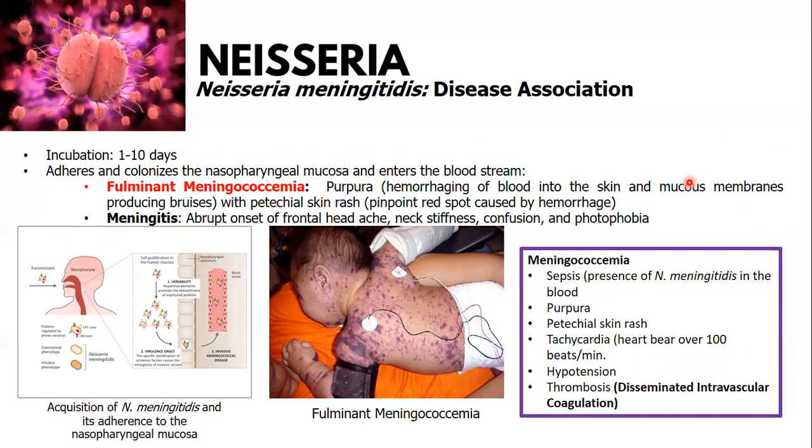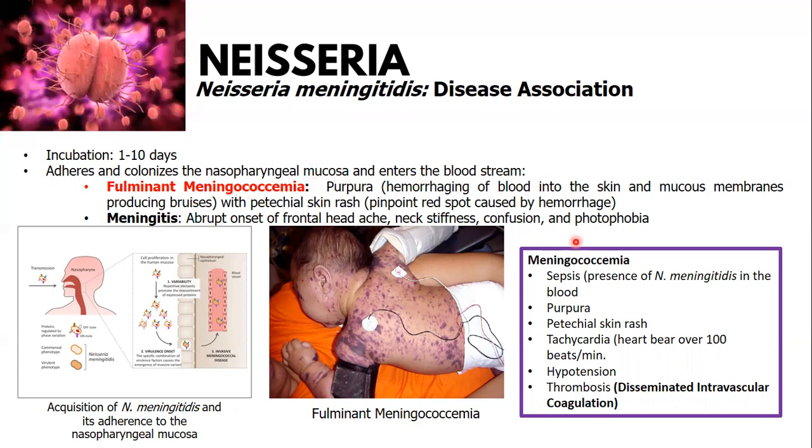And when a susceptible host acquires a respiratory droplet that carries the microbe coming from a carrier, the organism, as it enters the respiratory tract, primarily colonizes the nasopharyngeal mucosa. And as it replicates in there, it gains access to the bloodstream. And once in the blood, Neisseria meningitidis can cause either of two primary diseases: fulminant meningococcemia and meningitis.